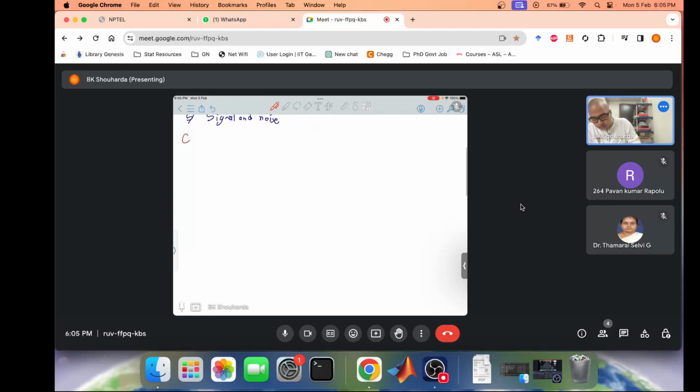Okay, so the first question says, determine the period of the signal sin t times sine of 2t. First of all, whenever we are asked to check the period of a signal, what is the condition for periodicity?